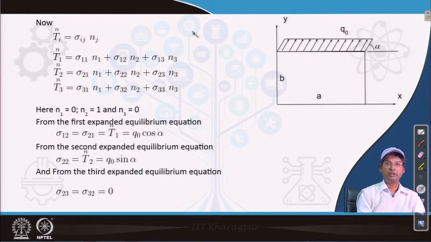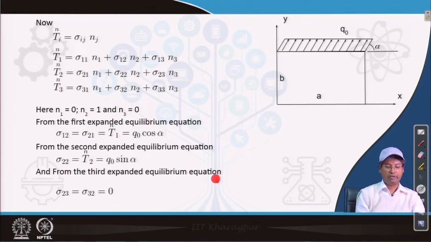Now we are simply putting those values. T1 equals sigma 12, with this equation we are using, this is 0, this is 0, so sigma 12 equals T1, which equals Q0 cos alpha. And since complementary shear stresses are the same, sigma 12 and sigma 21 are made equal. And from the second expanded equilibrium equation, what we have is that sigma 22 equals Q0 sin alpha.